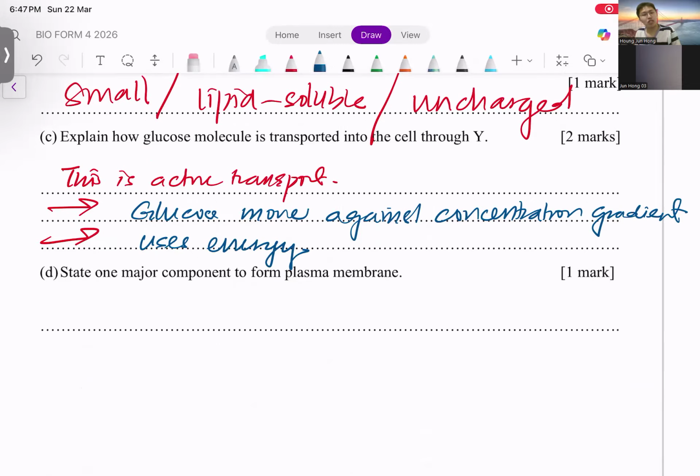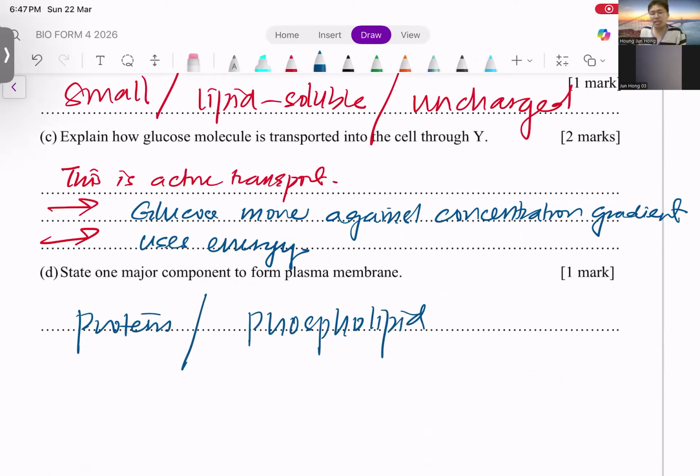And finally, what is a major component to form a plasma membrane? It's either going to be protein, the carrier protein, or phospholipid. Okay, it's either the protein or the phospholipid. This is the most dominant one because the other, cholesterol, is a bit small. But yeah, the main ones are phospholipid and protein.